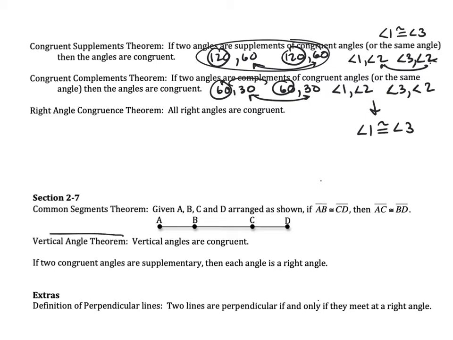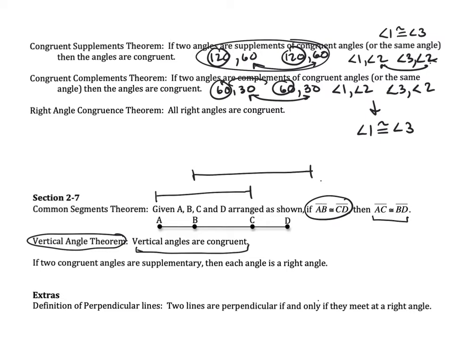Vertical angle theorem. We've talked about vertical angles. Vertical angles are congruent. The theorem says they're congruent, not the definition. So for a reason, it'll be vertical angle theorem, where vertical angles are congruent. The common segments theorem, I did that out of order, but the idea is if AB and CD are congruent, then when I look at AC and BD, since AC and BD both contain that segment BC, then they would have to be congruent.